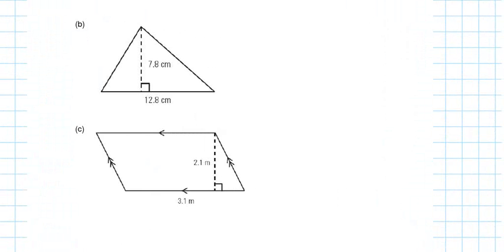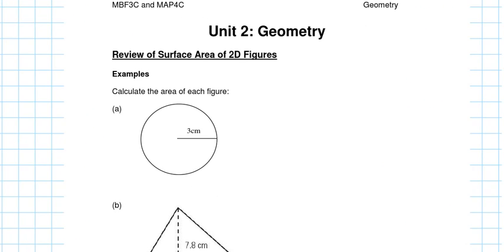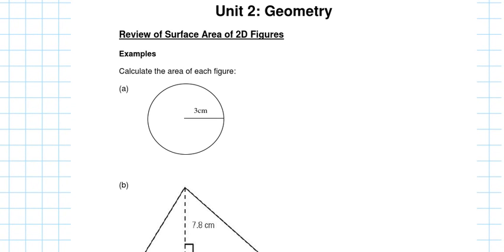So we're going to start our geometry unit with the 2D shapes, okay? Just a quick review about 2D shapes, because we do use the 2D shapes even with 3D shapes, right? A 3D shape is made of 2D shapes put together. The first question is asking you to quickly review surface area of 2D figures, and it's asking you to calculate the area of each figure, okay?